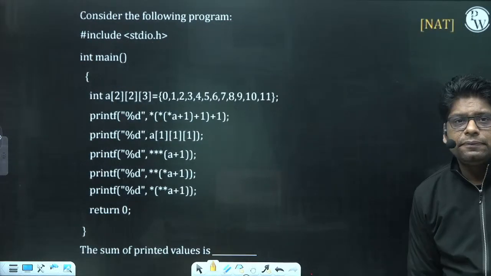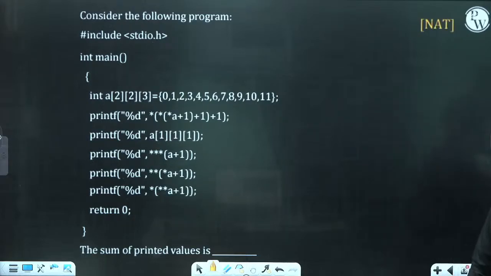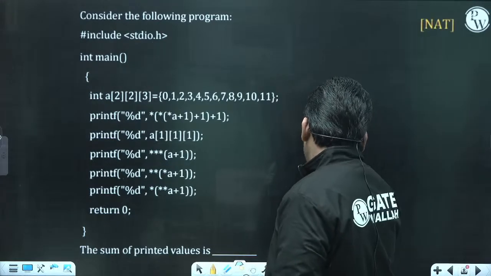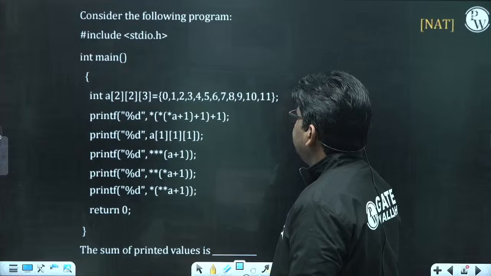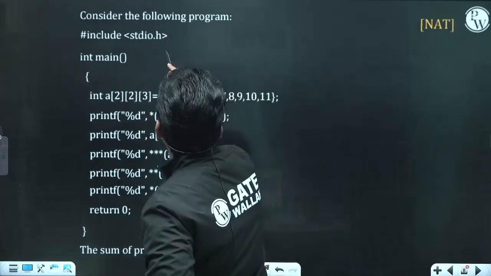Let's solve this question. First, let me visualize. Let me draw the array.